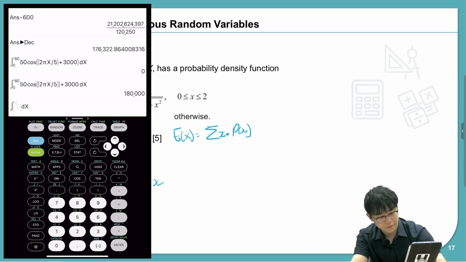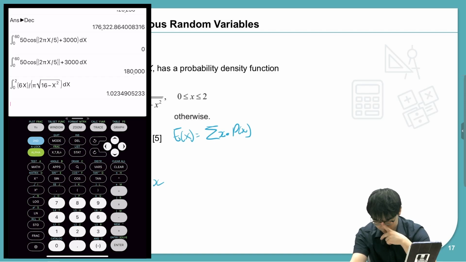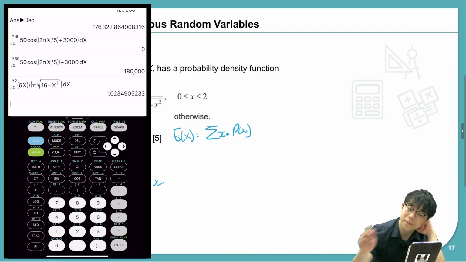So if you put in from 0 to 2, and then we would get 6x divided by pi times square root of 16 minus x squared. I mean, sure, you could get an answer like this, but it's going to be like 1.023 something something. But the thing is, it wants an exact value.